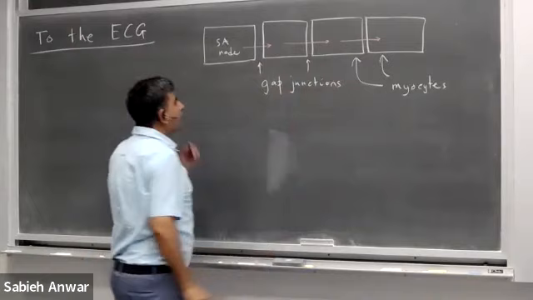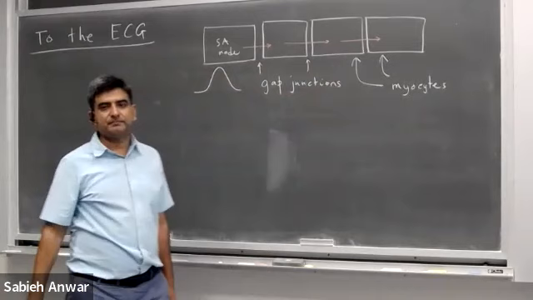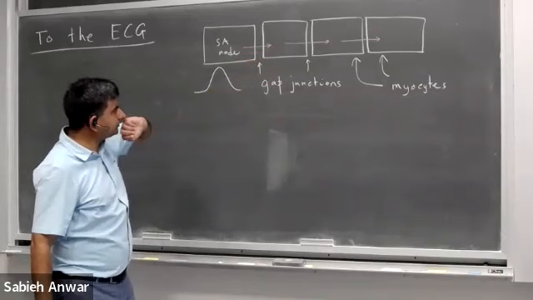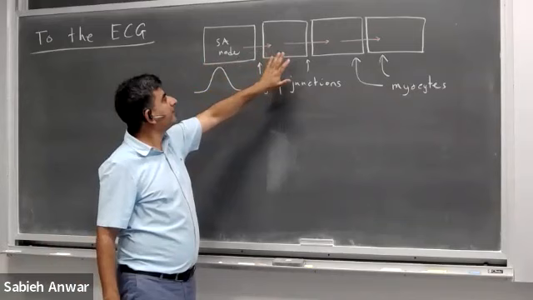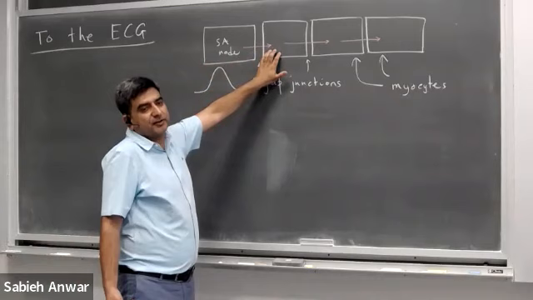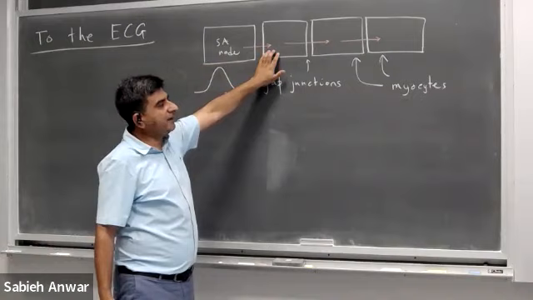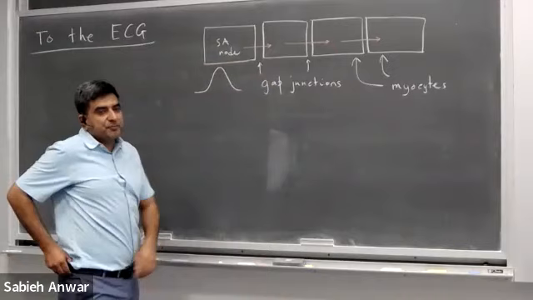So the sinoatrial node autorhythmically produces an action potential, right? And this action potential lets certain ions diffuse into these myocytes. I'm going to explain which ions those are. But let's start our focus on these myocytes. Particularly, we're going to focus on the ventricular muscle cells and see how that action potential is created.